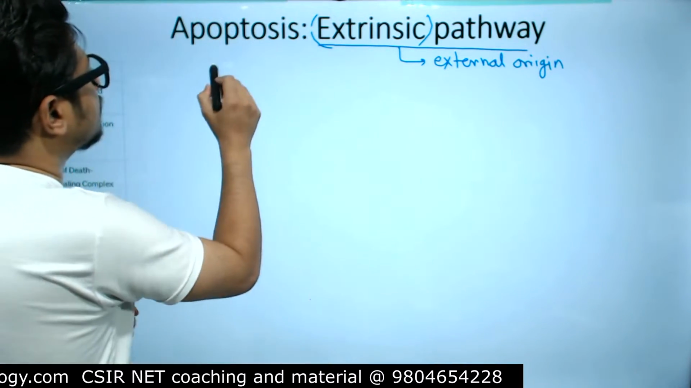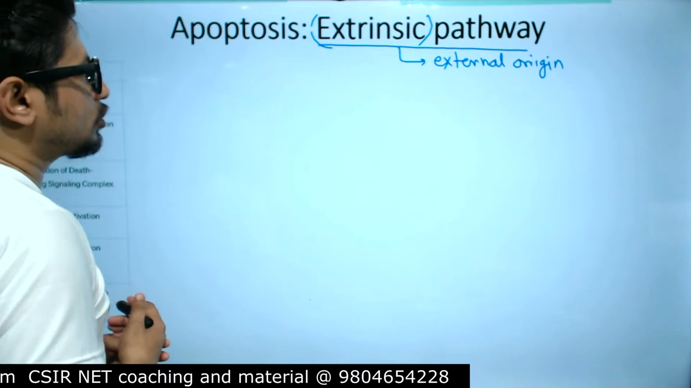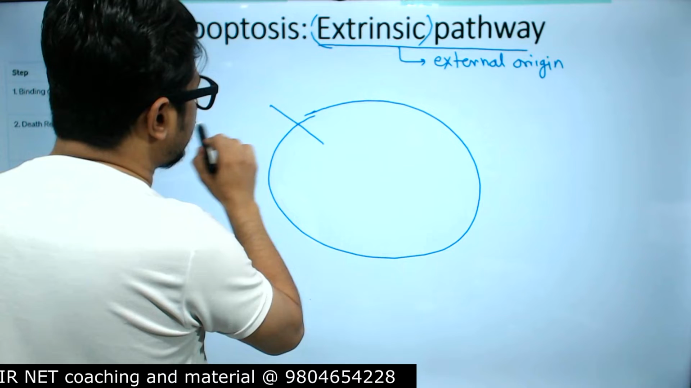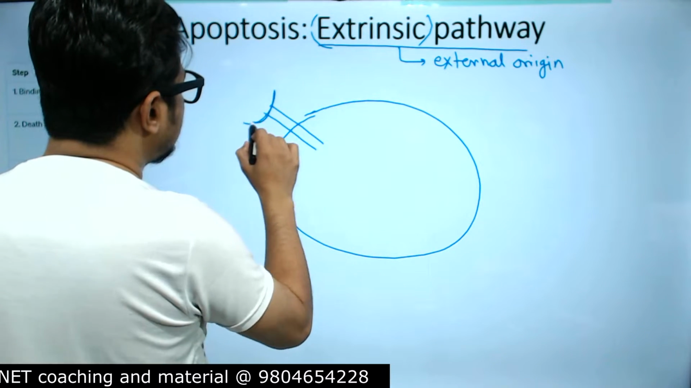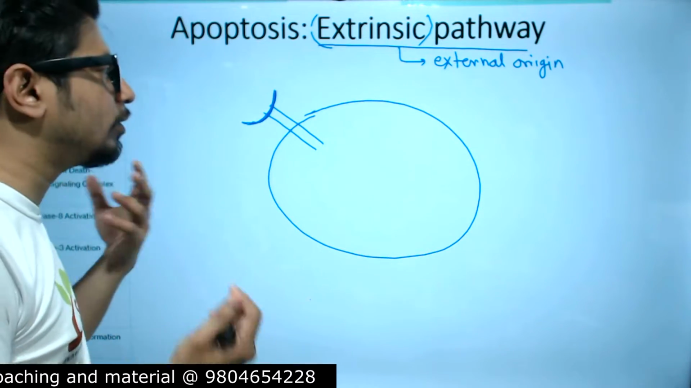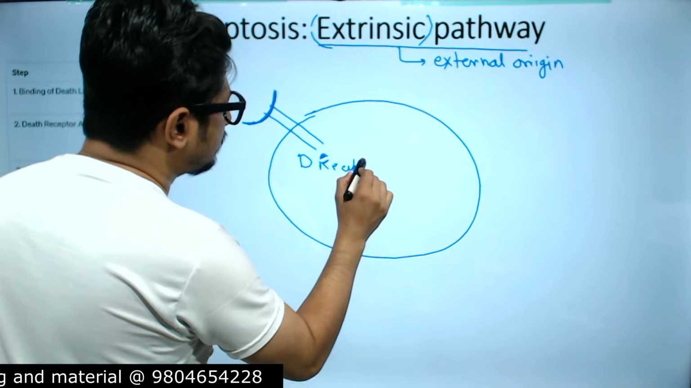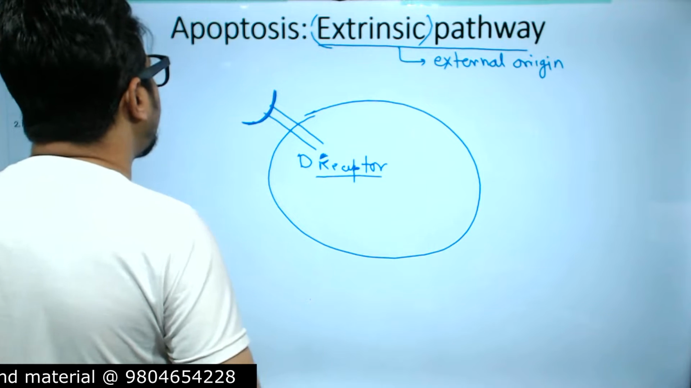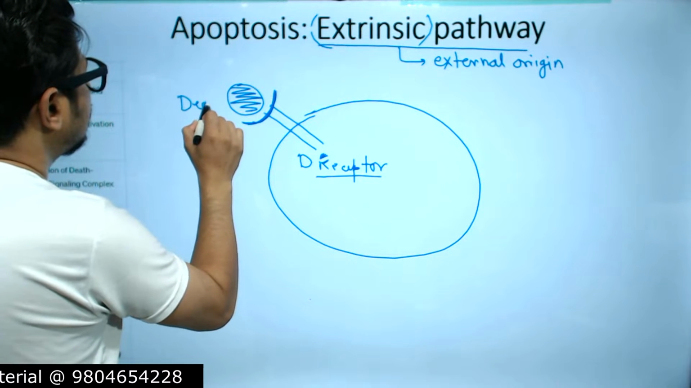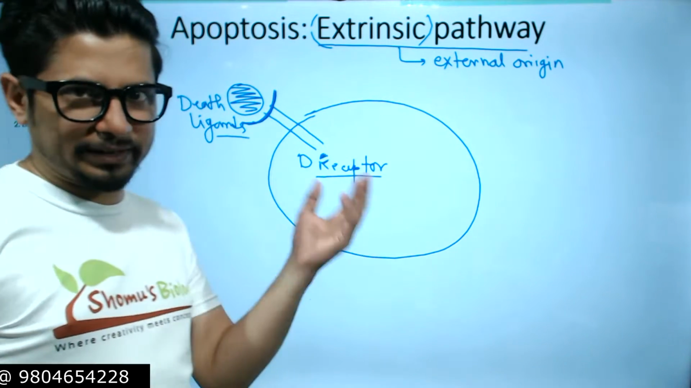Extrinsic apoptosis always initiates based on some sort of cell signaling that originates from outside of the cell. To understand that, I will draw a cell and I will draw a receptor, like this. There may be many different receptors on the cell surface, but there are particular receptors known as death receptors. Let's term them death receptors. And there are signaling molecules or ligands known as, let's say, death ligands. Because they lead to the death of the cells, we call them death ligands.